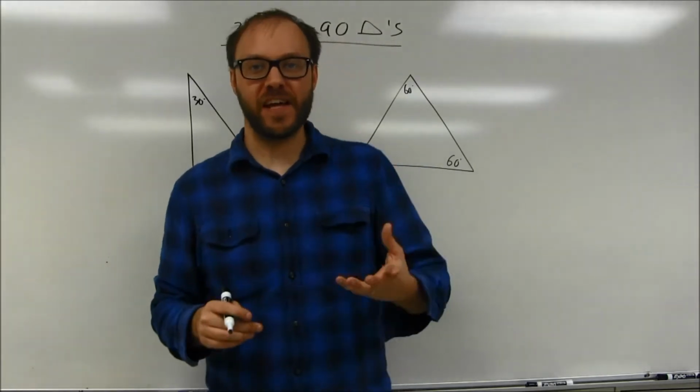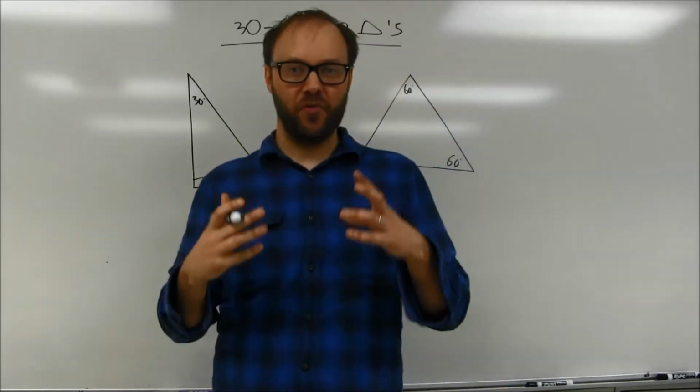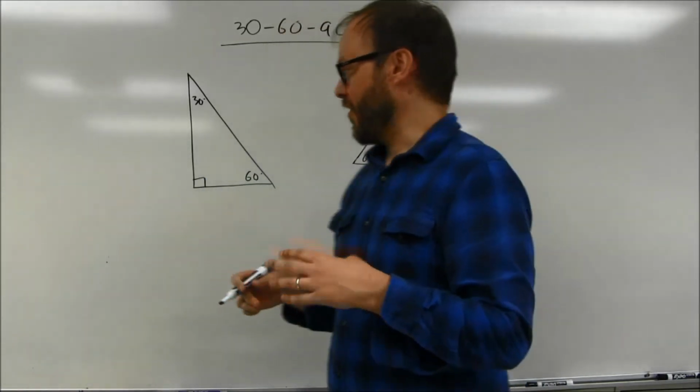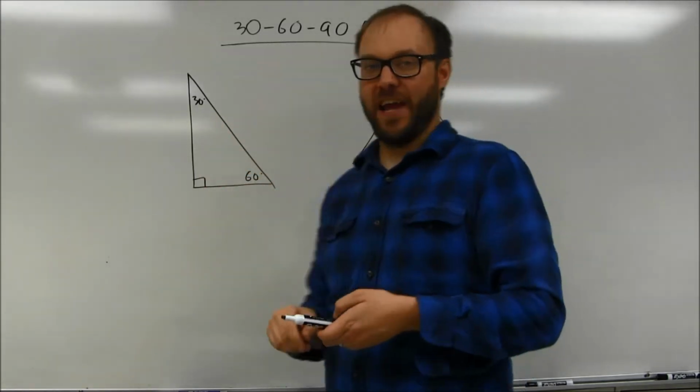We're going to talk about a different type of relationship here. These are called 30, 60, 90 triangles. They're really, really common, okay? A 30, 60, 90 right triangle will have a 30-degree angle, a 60-degree angle, and a right angle.